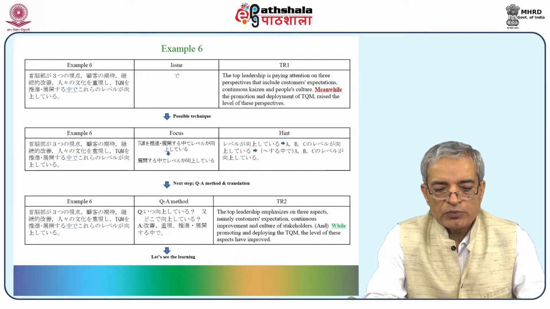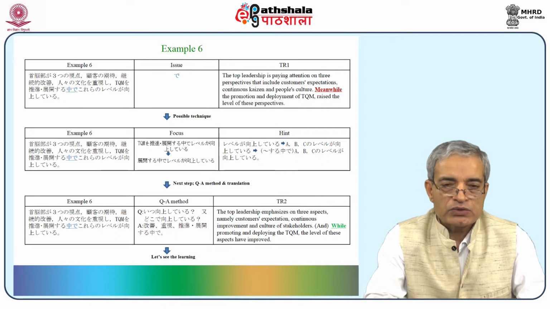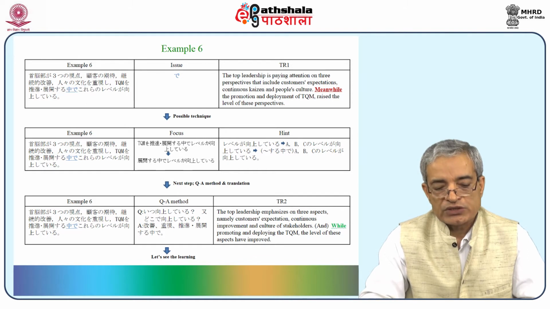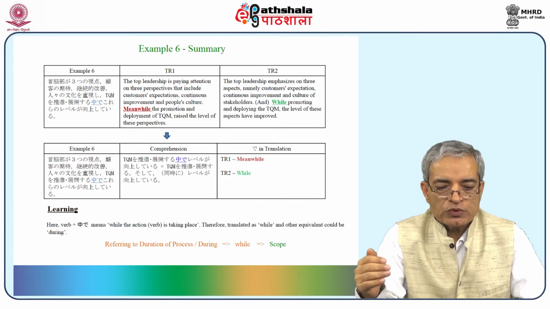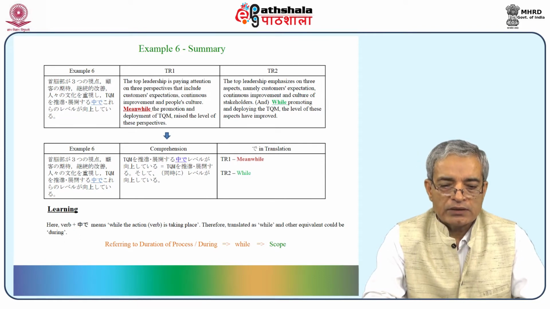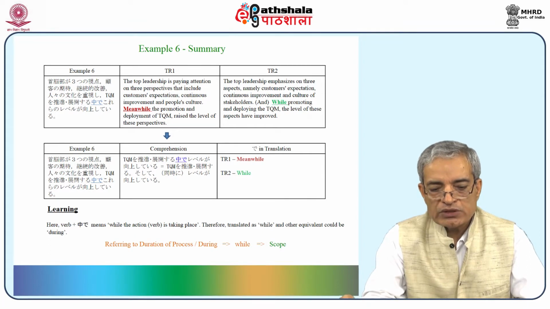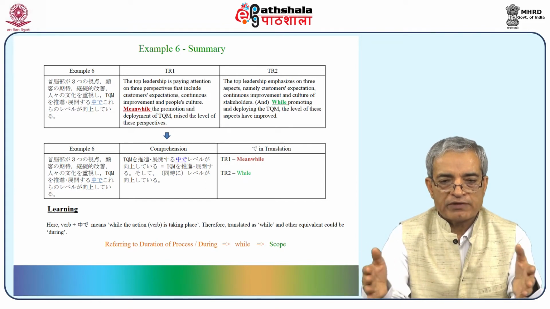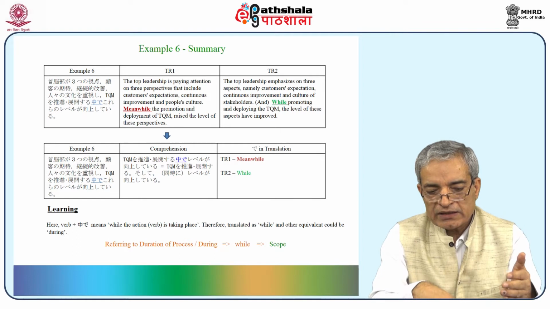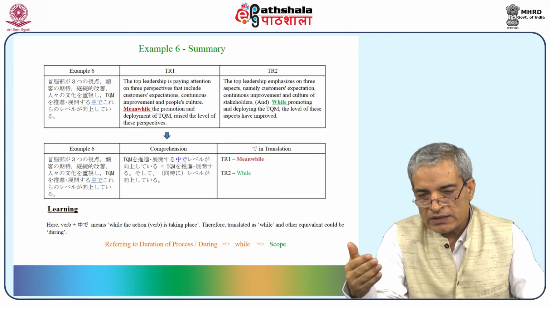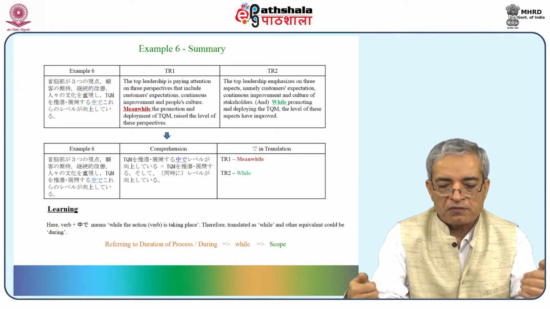This is equal to TQM o suishin tenkai suru soshite dōji ni level ga kōjō shiteru. Therefore, the translation becomes while in place of meanwhile in the first translation. The comprehension here was TQM o suishin tenkai suru naka de level ga kōjō shiteru. It is equal to TQM o suishin tenkai suru plus soshite dōji ni level ga kōjō shiteru. That means the bigger clause was divided into two components. And when we say dōji ni level ga kōjō shiteru, it gives the indication when you put the question and you get the answer: while.